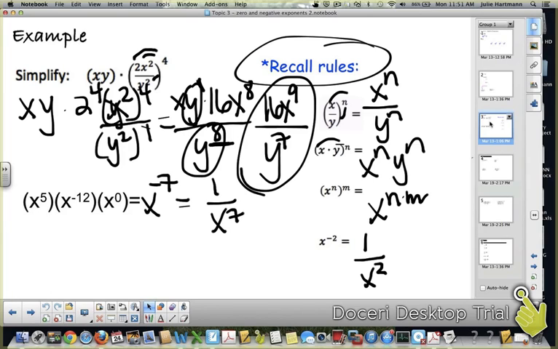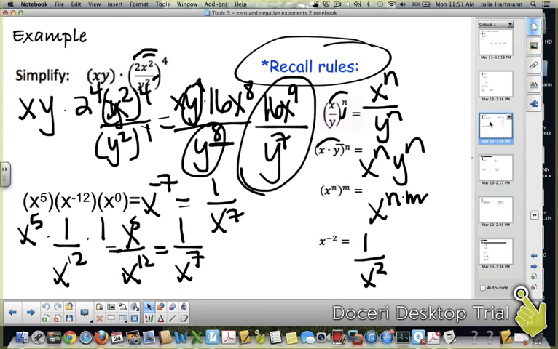Now, let me show you another way to do that. You have x to the 5th. You know that x to the negative 12 is 1 over x to the 12th. And then x to the 0, anything to the 0 is 1. So that gives you x to the 5th over x to the 12th. And that needs to be simplified. You take 5 out of each of them. 12 minus 5 would be 1 over x to the 7th. So the same thing either way.